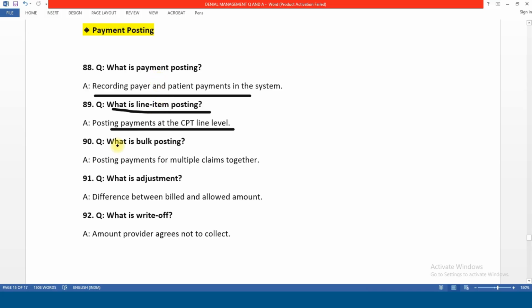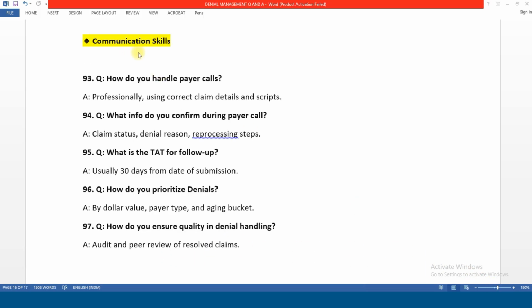This is payment posting. What is bulk posting? Posting payments for multiple claims together. What is adjustment? The difference between billed and allowed amount is called adjustment. What is write-off? Amount the provider agrees not to collect from the patient. Next we will see few communication skills the interviewer will ask in the denial management interviews.